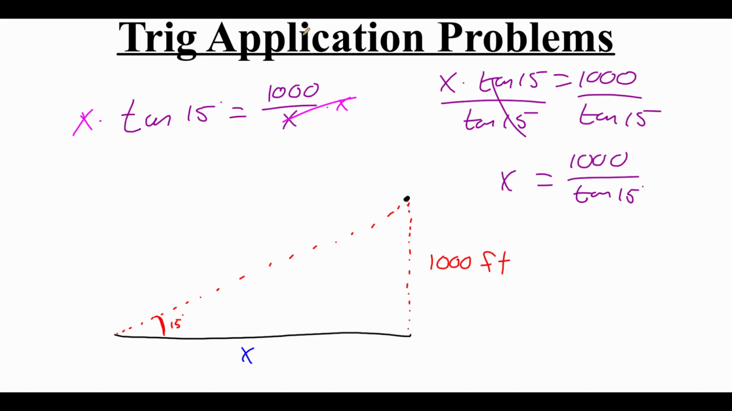Now again, we have to be careful as we're typing this into our calculator. Since we're dealing with degree angles, we do need to make sure that our calculator is in degree mode. So when we take 1,000 divided by the tangent of 15 degrees, we should get about 3,732.05 feet. So that's the ground distance that our plane has traveled when it reaches that 1,000-foot altitude.